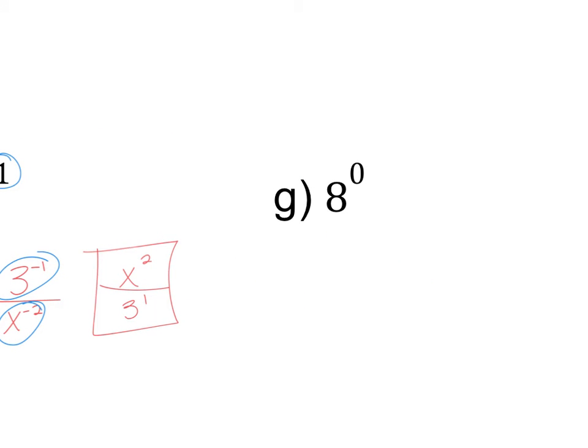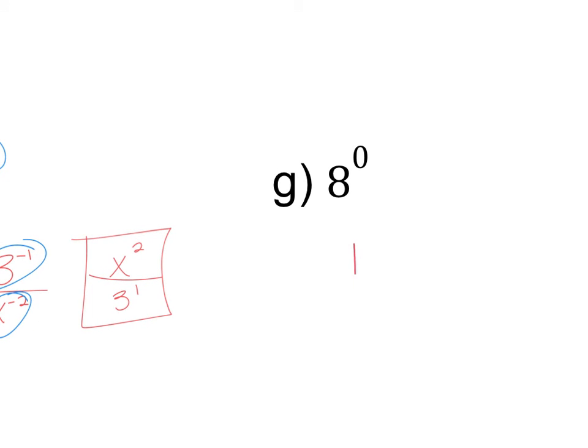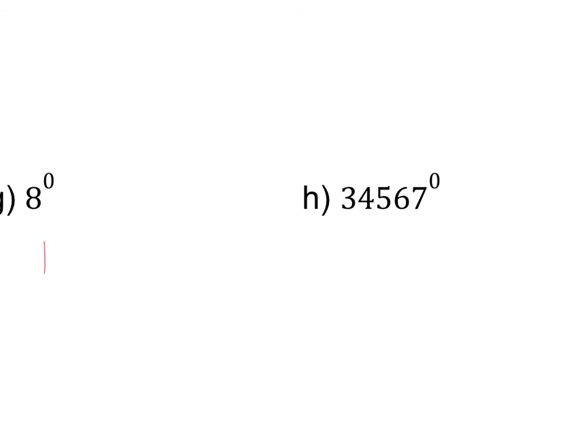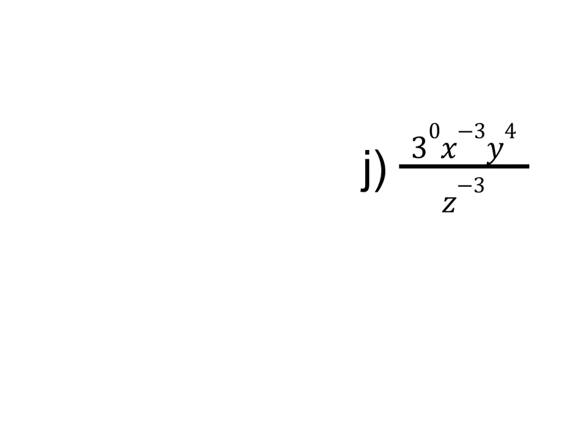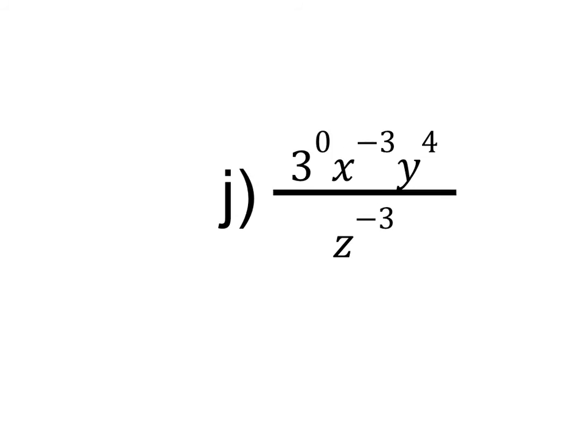G, 8 to the 0 power. Woohoo, get excited. I know that wasn't very exciting of me. 8 to the 0 power is 1, right? All day, every day. What is 34,567 to the 0 power? 1. What is x to the 0 power? 1. Easy, okay? Now let's put those 2 things together.